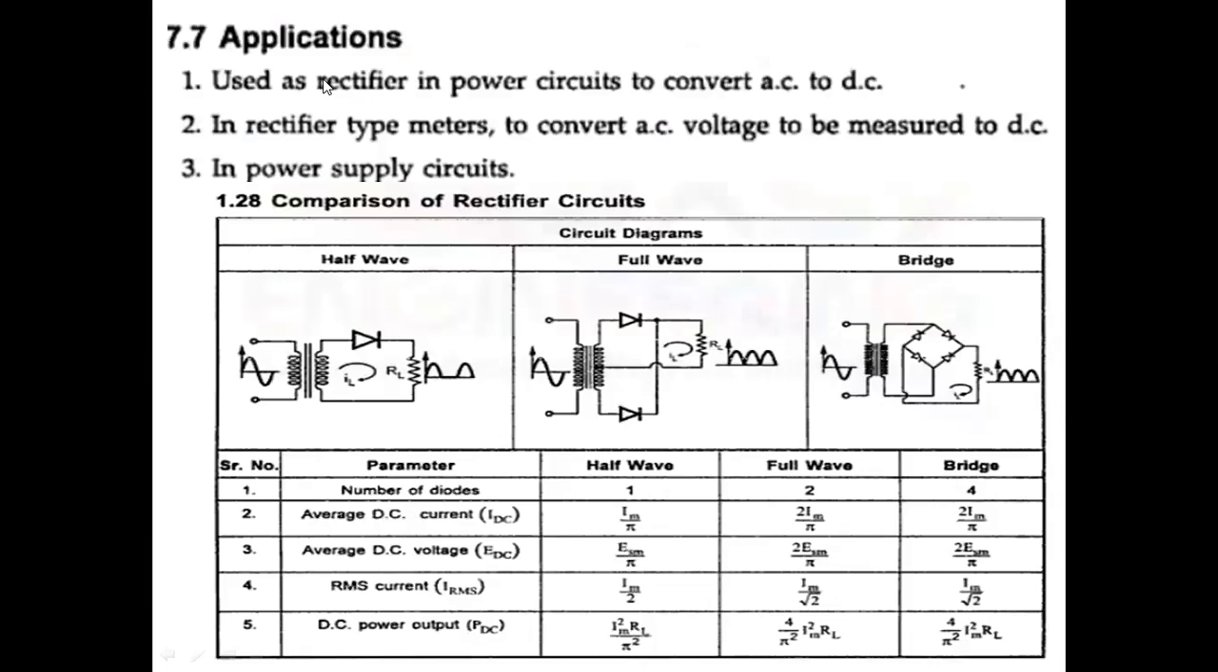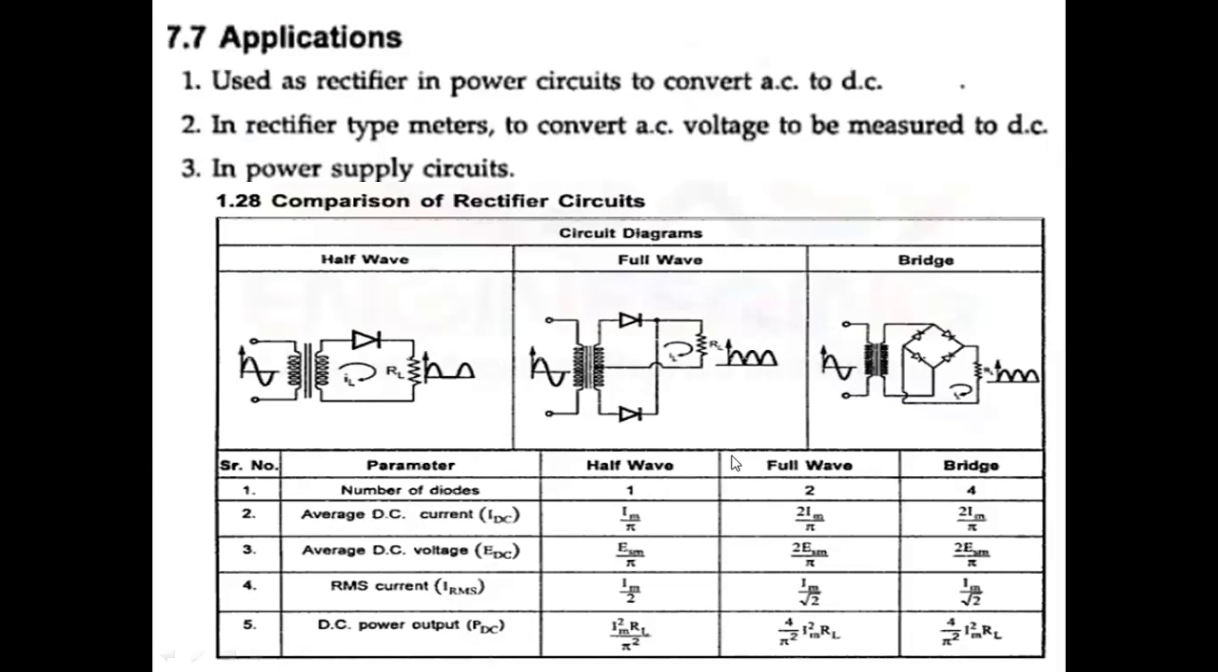These rectifiers are used in power circuits to convert AC to DC, and in rectifier type meters to convert the AC voltage to DC voltage for measurement. Analog meters can be converted into DC meters, direct meters. In such situations we can also use these rectifiers. And they are used in all power supply circuits.